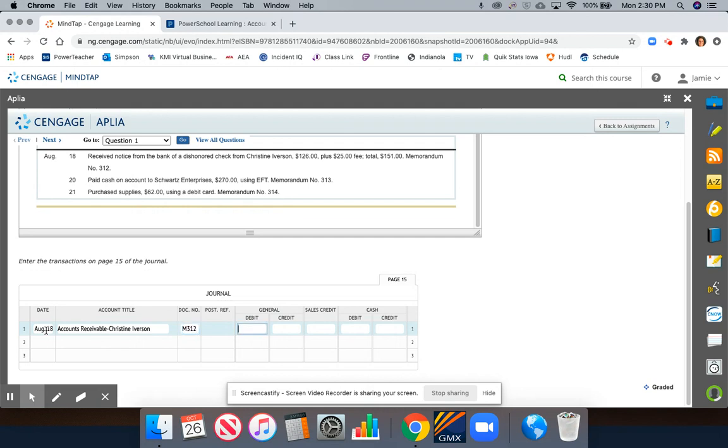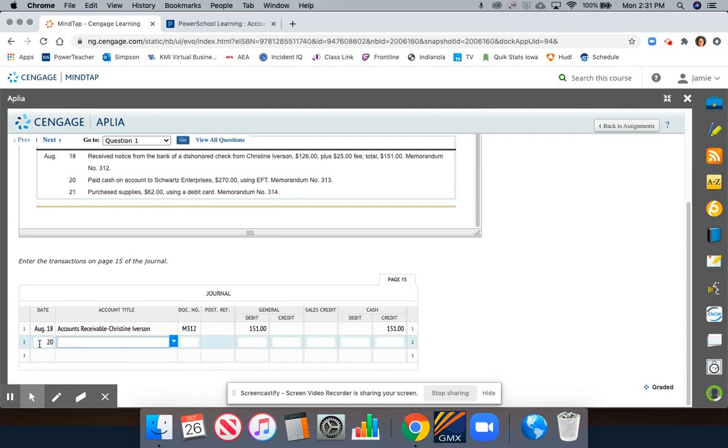And she paid us, so we would have decreased the amount she owed us with a credit. Accounts receivable is an asset, so it would have decreased with a credit. Well, that money she paid us didn't go through the bank, so now we need to add back the amount she owes us plus that $25 fee. So we're going to add to the accounts receivable. Accounts receivable increases with a debit, so we're going to debit her account for $151 and credit cash for $151. That is our first transaction.